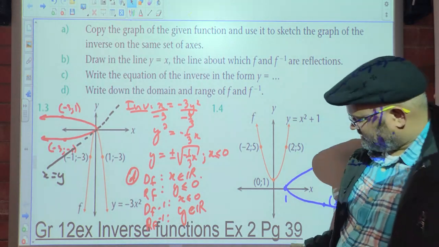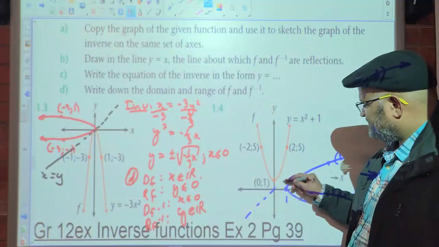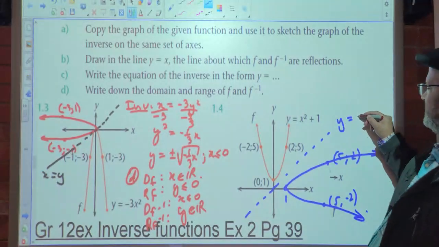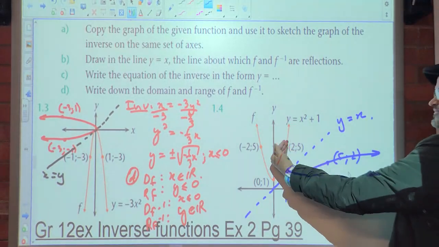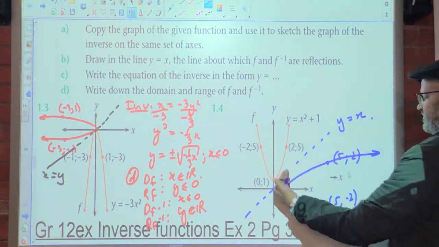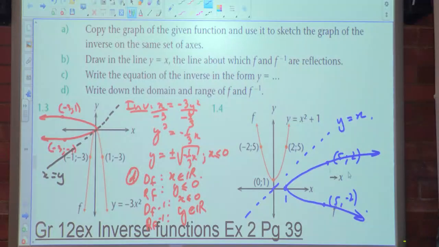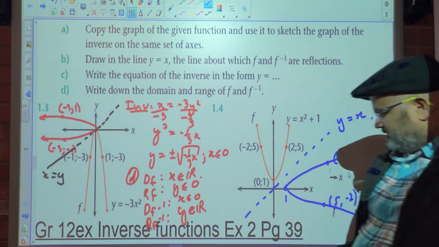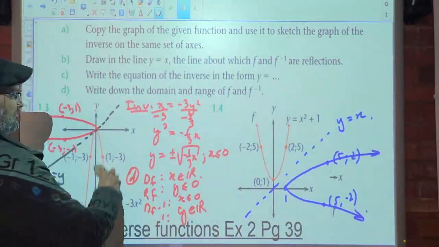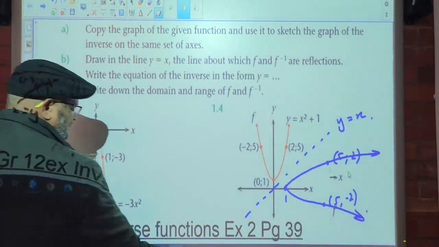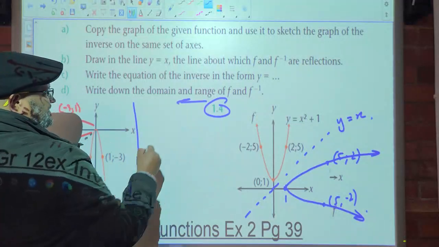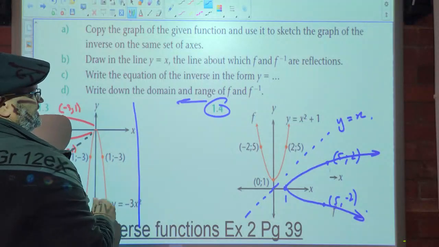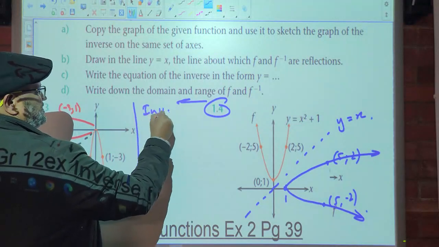Okay. So what they want me to draw in afterwards is the line y is equal to x. So if I fold this graph along this line of y is equal to x, you'll see that that part will fall exactly onto this graph. Okay? What they want you to calculate thereafter? They want you to work out the inverse function.